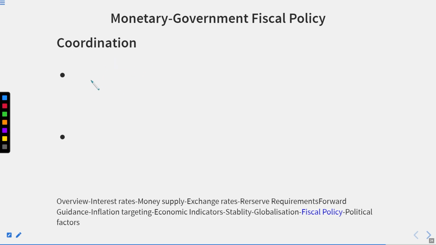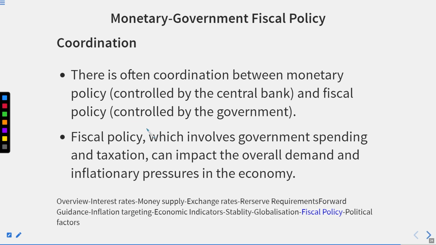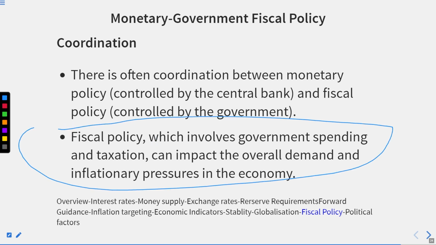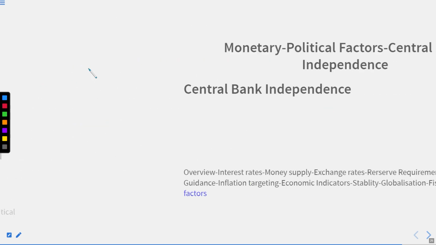All right, then coordination with fiscal policy. Fiscal policy we will learn in the next class. There is often coordination between the monetary policy controlled by the central bank and fiscal policy controlled by the government. Fiscal policy, which involves government spending and taxation, can impact overall demand and inflationary pressure in the economy. About fiscal policy, we will discuss in the next lecture. Till then, just keep this point in your mind, and you will get it cleared in the next class.